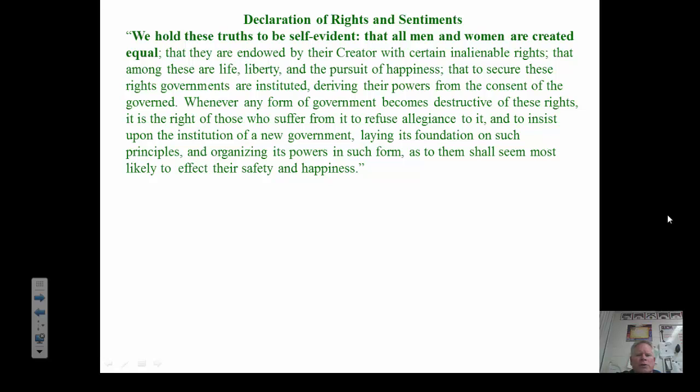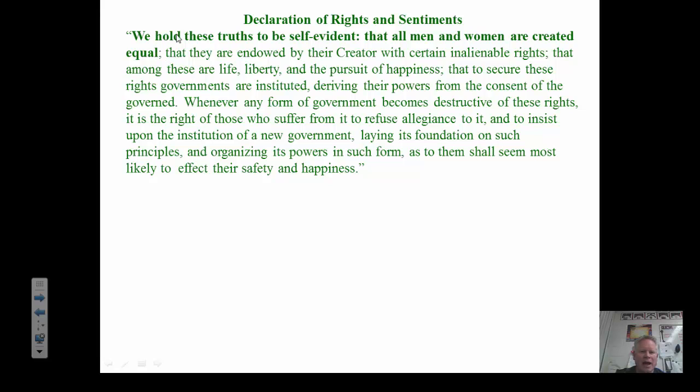We hold these truths to be self-evident, that all men and women are created equal, that they are endowed by their Creator with certain unalienable rights, that among these are life, liberty, and the pursuit of happiness, that to secure these rights, governments are instituted, deriving their powers from the consent of the governed. Whenever any form of government becomes too destructive of these rights, it is the right of those who suffer from it to refuse allegiance to it and to insist upon the institution of a new government, laying its foundation on such principles and organizing its powers in such form as to them shall seem most likely to affect their safety and happiness.